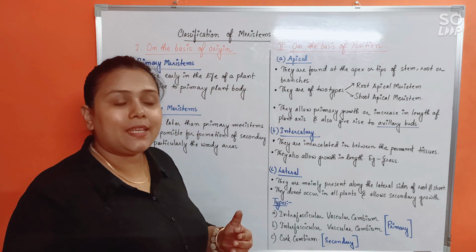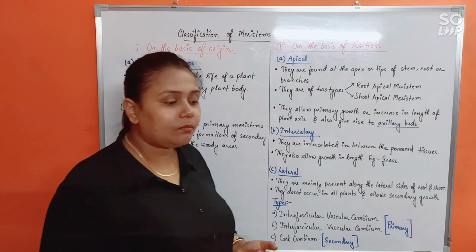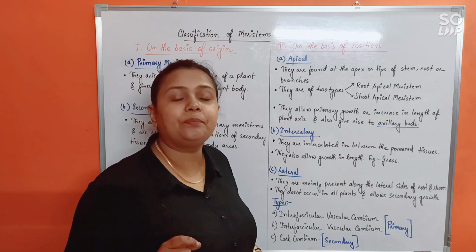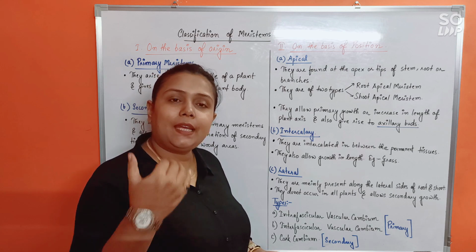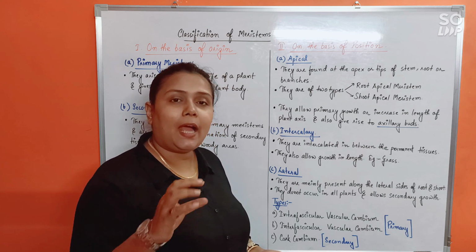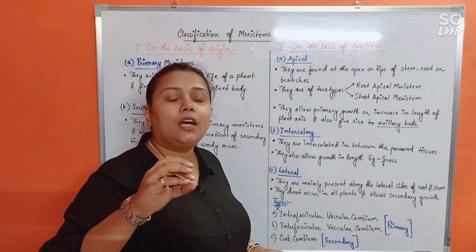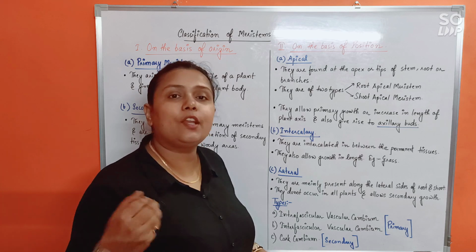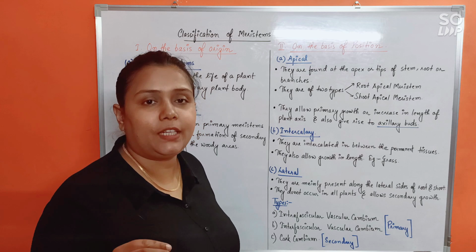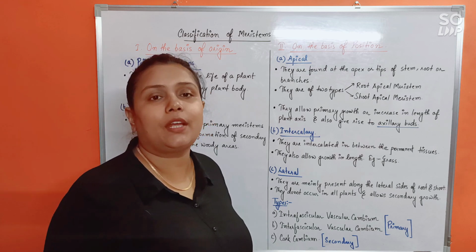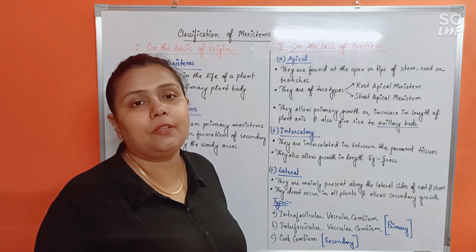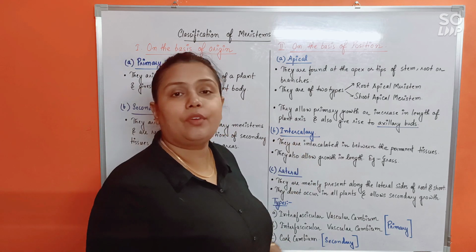Now, what actually will happen, especially in the case of shoot apical meristems, the meristems present at the shoot tip: they will continuously divide and add cells to the plant body, but a few cells would be cut off and they would accumulate at the axil of the leaf. Those meristems which gather at the axil of the leaf will later on give rise to the axillary bud. So do remember, apical meristem is responsible for the formation of axillary buds.